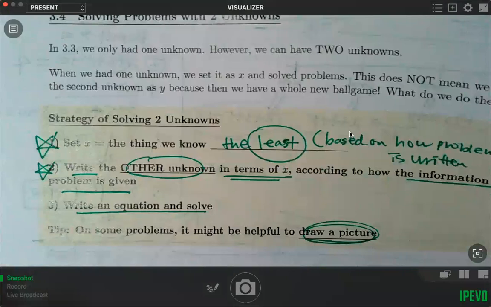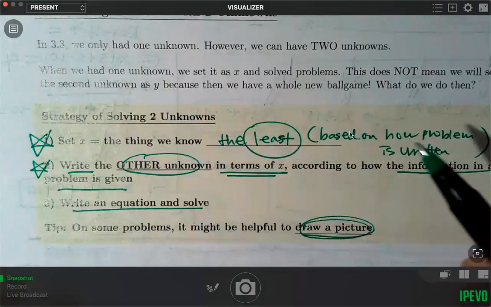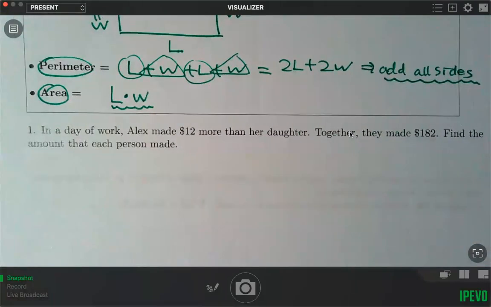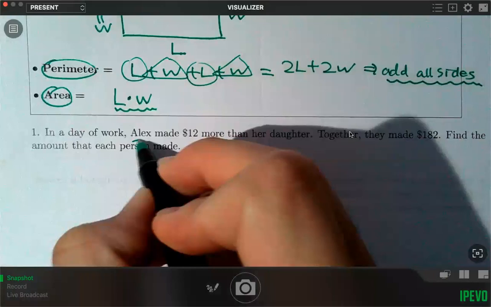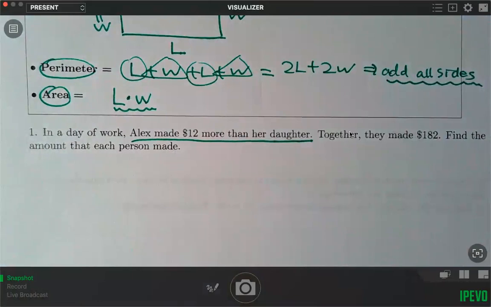Okay, so here, remember, what's the strategy? We can only set one of the unknowns to be X, but that unknown has to be the thing that we know least about. Okay, so now, based on how the problem is stated, what needs to be set as X? Alex's earning or the daughter's earning? The daughter's, yes. Do you see why? The key part is the first sentence. Alex made $12 more than her daughter. So we know something more about Alex, right?